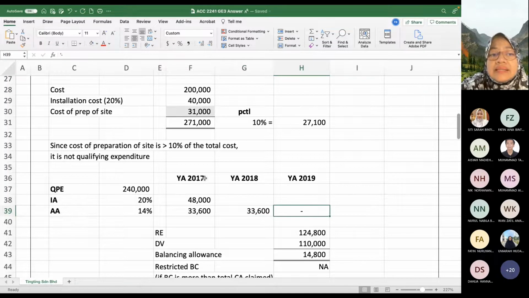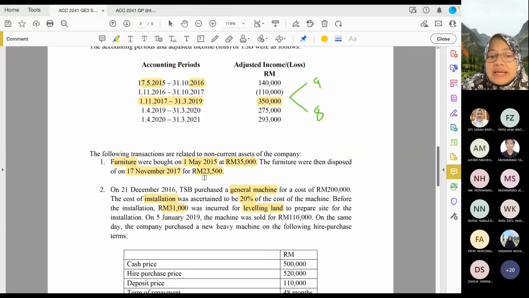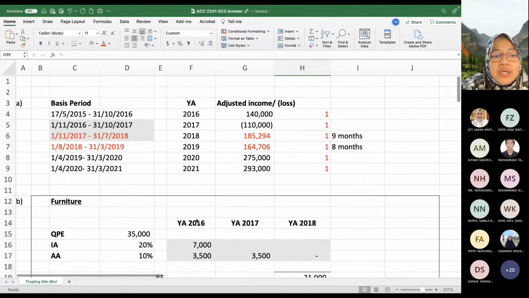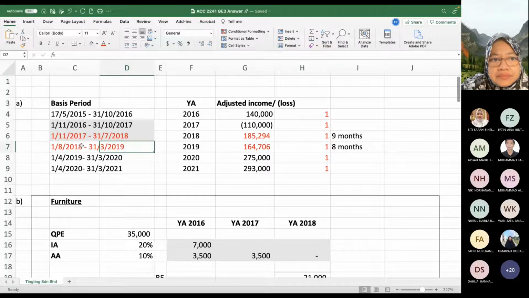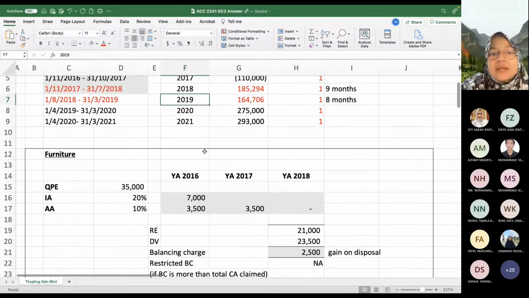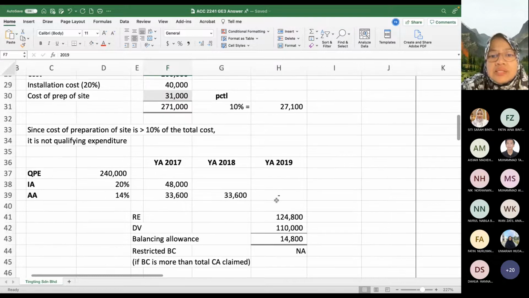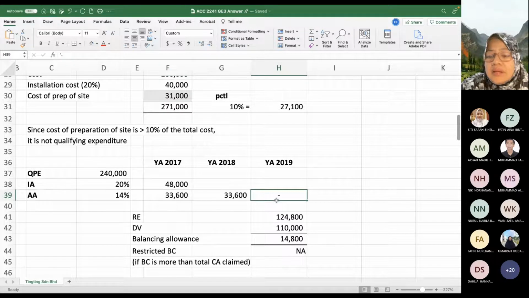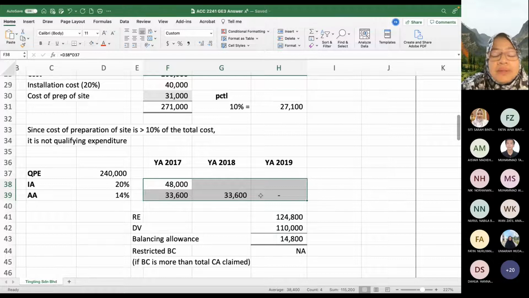When it comes to 2019, again, how do you know it's 2019? When is the disposal, right? 5th January 2019 is here, yeah, it's in 2019. So in 2019, you dispose of the asset, so there's no allowance claim in the year of disposal, but you have to compute your RE. So again, RE is your QE minus whatever total allowances that you have claimed throughout the period.